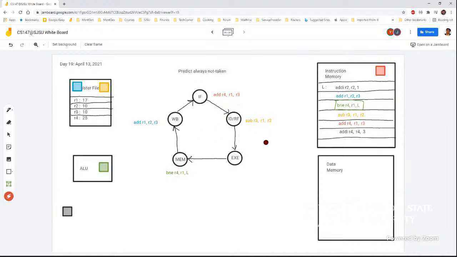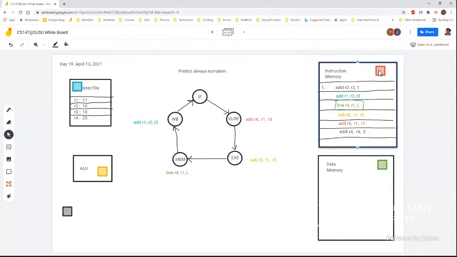Let me take care of the other instructions. So at that cycle, this guy will move to exe, the ALU. This guy is in the mem. If it is needed, this is in ALU. This one moves here, this guy will move here, and write back is here.